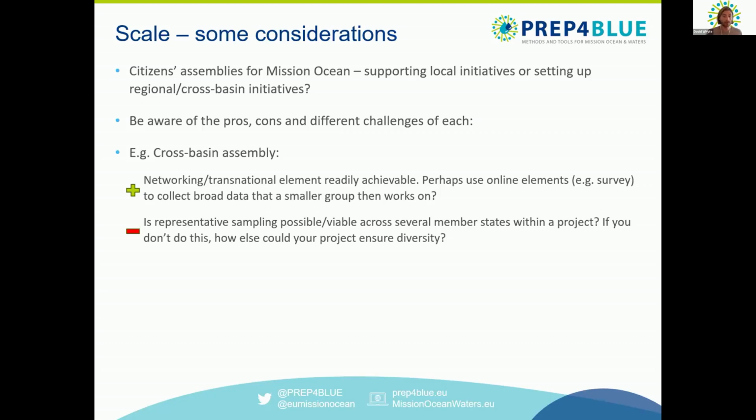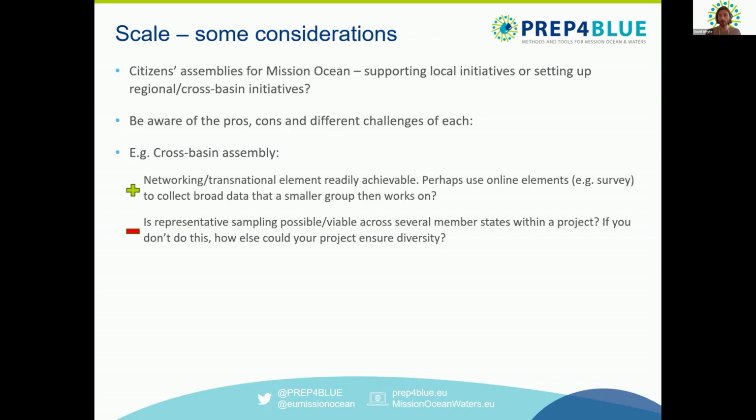Now, that might be challenging if you're doing it across several member states, because different types of demographic data might be collected differently in different countries. Censuses will have taken place at different times and in different years. And generally, the immediate availability of constructing a mini public that's representative of a basin-level population might be quite difficult. So the thing you have to think about is, if you're not doing representative sampling, what other steps are you taking to ensure there is diversity? Are you at least mapping the kinds of populations that exist in your areas?